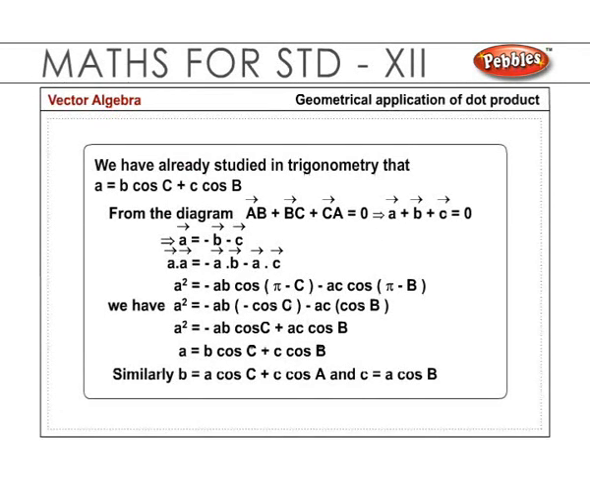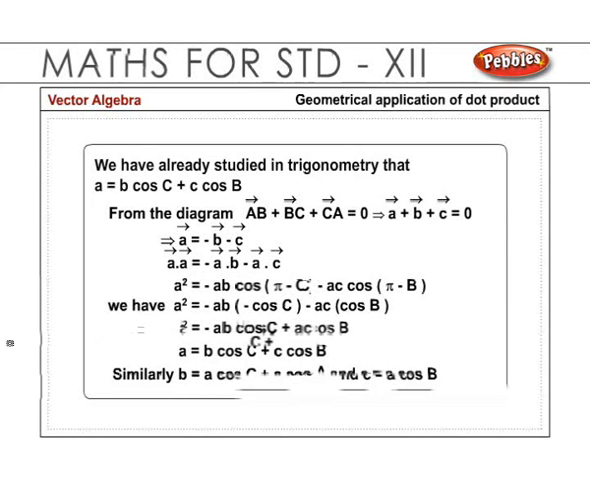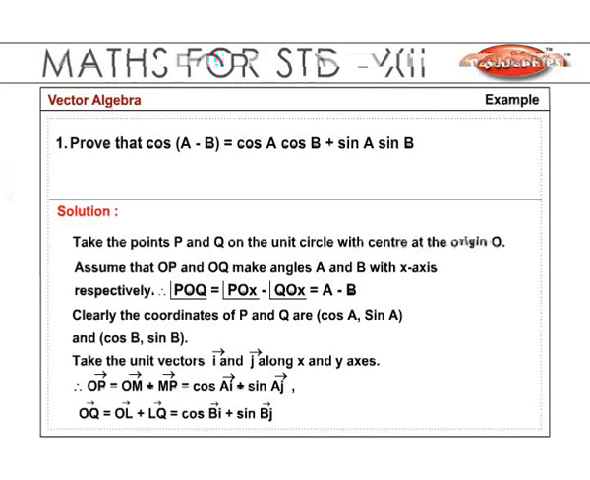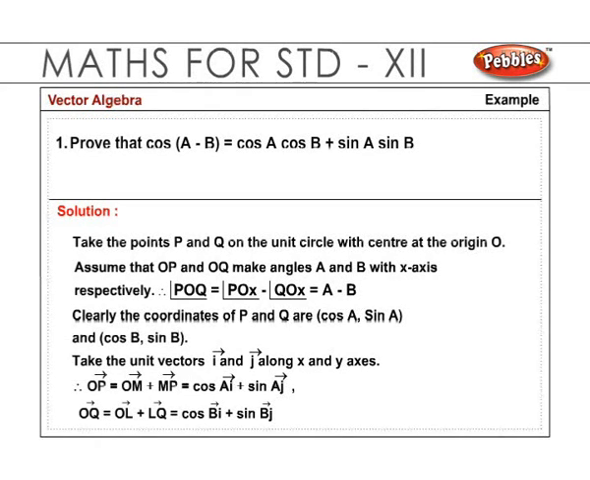Multiplying with A on both sides, we get A dot A = -A dot B - A dot C. Using dot product formula and dividing by A, we get A = B cos C + C cos B. Similarly, B = A cos C + C cos A and C = A cos B + B cos A. To prove the formula, take the points P and Q on the unit circle with center at the origin O. Assume that OP and OQ make angles A and B with x-axis respectively.